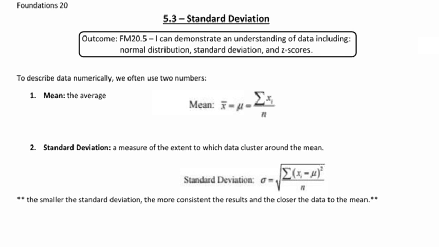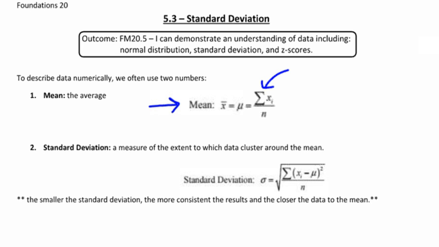So 5.3 is standard deviation. That's a new term for us in this section. We need to use the term mean, which we're familiar with from the beginning of this chapter. Mean is the average. If we look at a formula for mean, we're familiar with how to find the mean. This symbol is new to us.